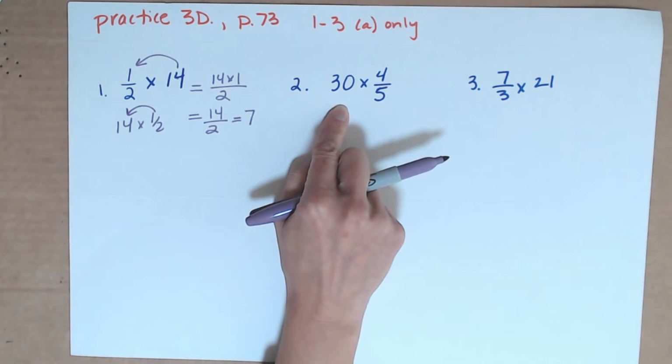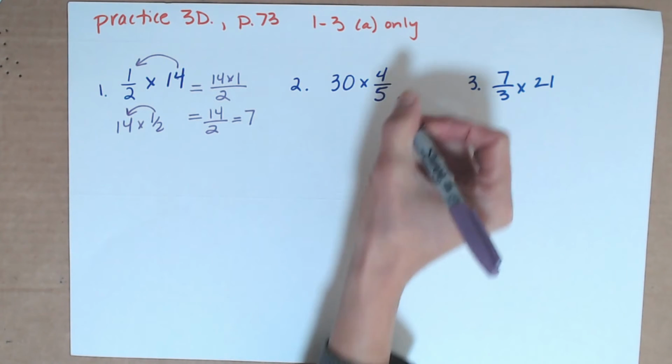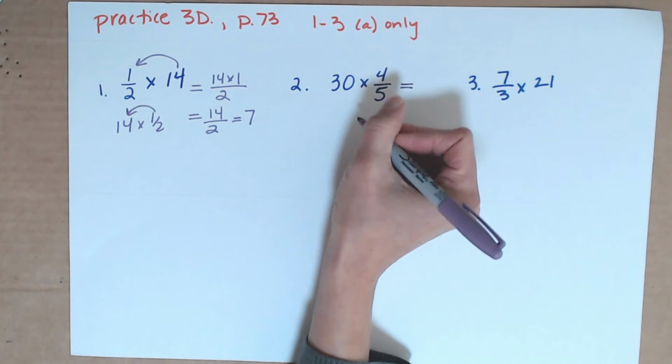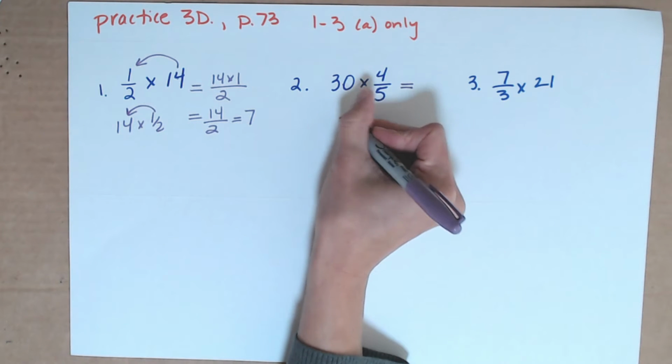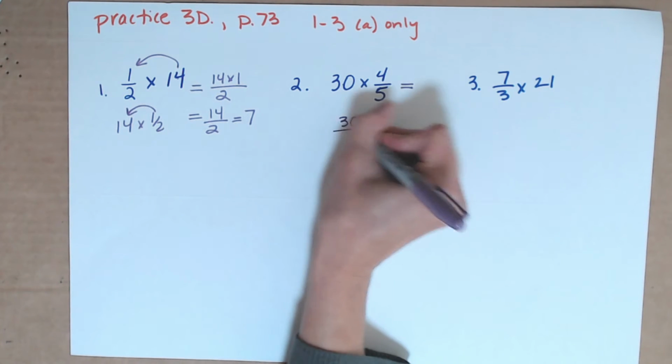Number 2, 30 times 4/5. So we can start by using our rule, which says we just take 30 times 4 over 5.